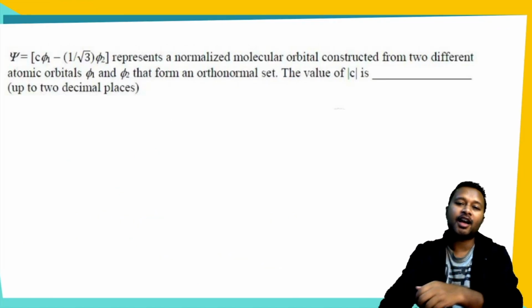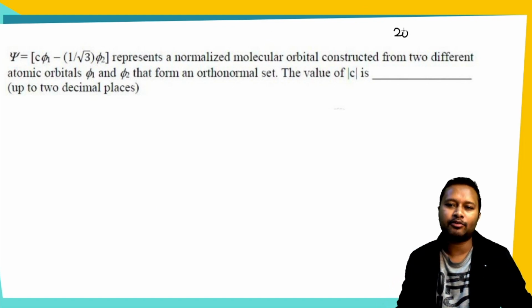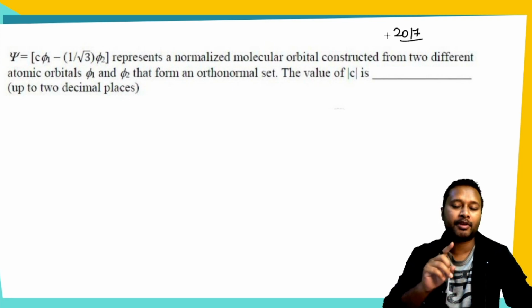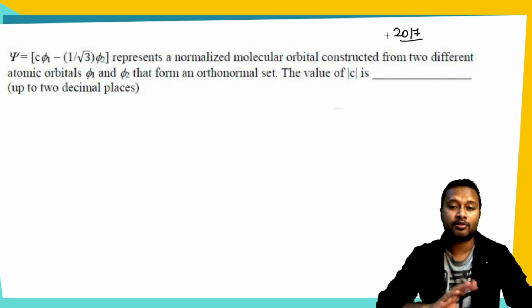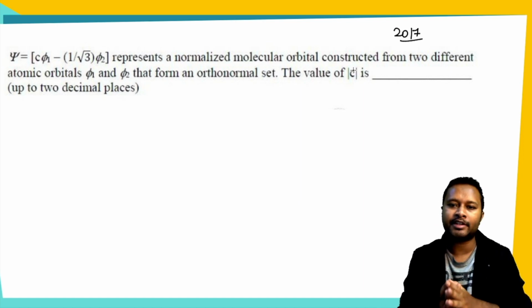All right guys, let's take the last question for this particular video. The question was asked in the GATE 2017 exam. It says that psi is equal to c phi 1 plus 1 upon root 3 phi 2, and it represents a normalized molecular orbital constructed from two different atomic orbitals phi 1 and phi 2 that form an orthonormal set. The value of c is, okay, they are asking the value of c. So let's try to do this.